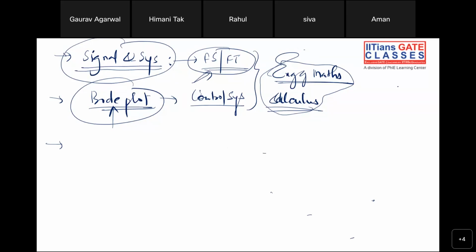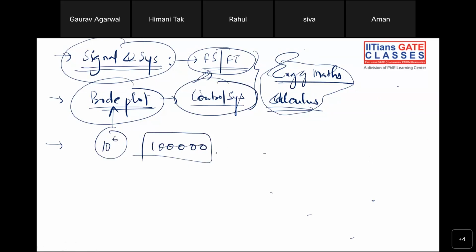Filter, great. So Bode plots and all are very important. The main reason is that the gains have very high values, like 10 to the power 6 or, suppose, 10,000. So if you take the log of this, the value will be compressed. You can easily plot 20 log AV, see how it looks, and decide the cutoff frequencies and all those things.